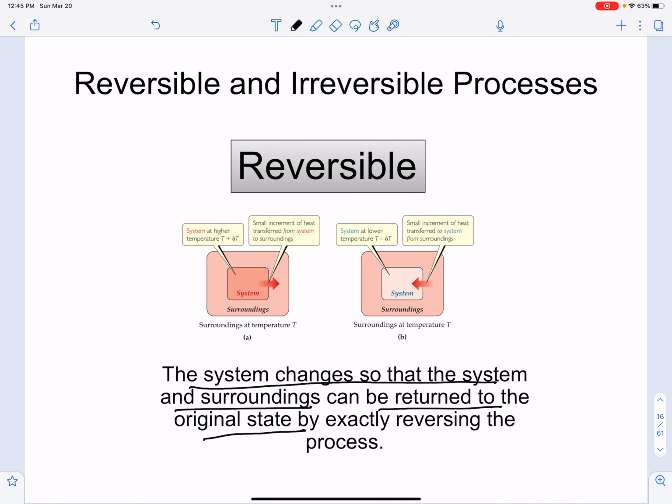And an example here is heat. If the system is releasing heat, the surrounding goes up. And if it continues going up, eventually the system will be colder and the heat will go back to it. So that's a system that is reversible, depending on the conditions.